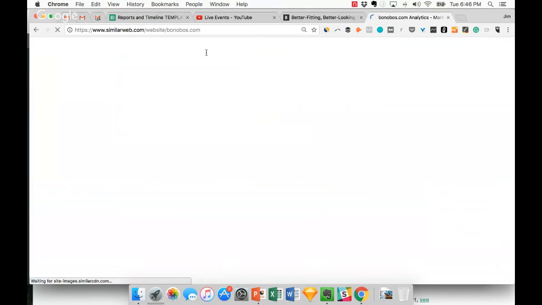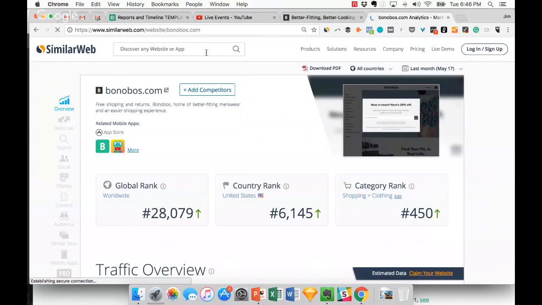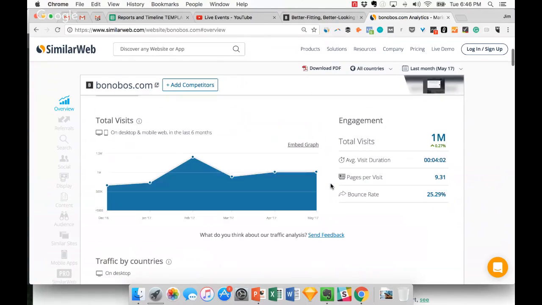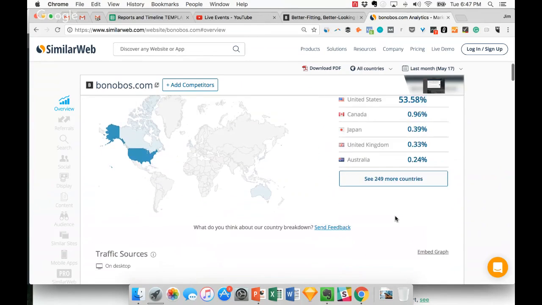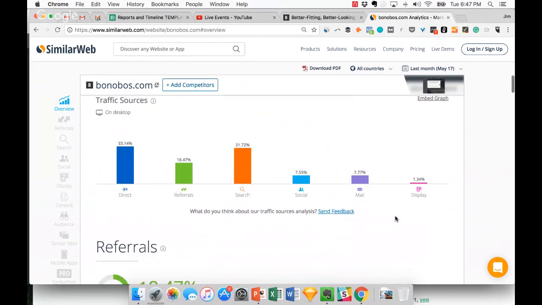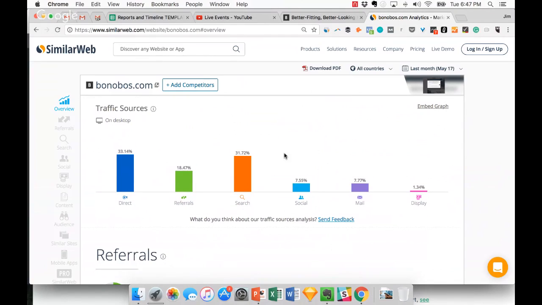So I just dropped in the URL for Bonobos into this site, and right now we're starting to get some data. So we can see they're getting about 1 million visits per month. Average session duration is 4 minutes, but the page per visit is 9, which is very high. You're looking at over 2 pages per minute. So these guys are shopping for different clothes. Very heavy in the US. And right here, what channels are working for them? Search engine optimization, SEO, 32%. That's really impressive. Direct traffic is 33%, which means people know their brand. They're typing it into Google and going straight to the site. And then referrals.